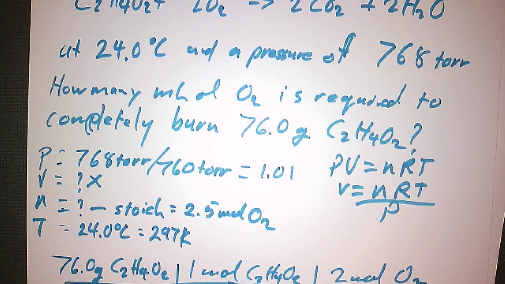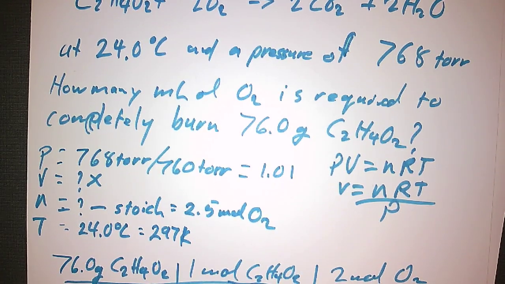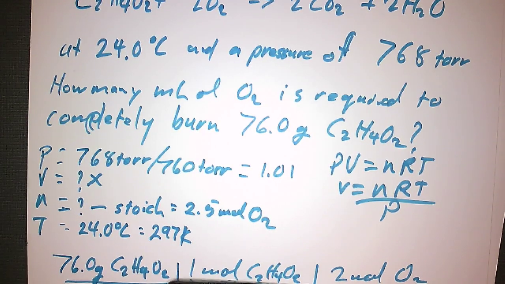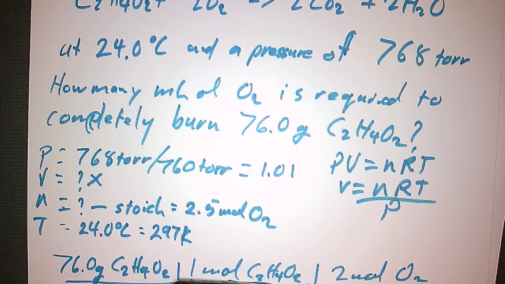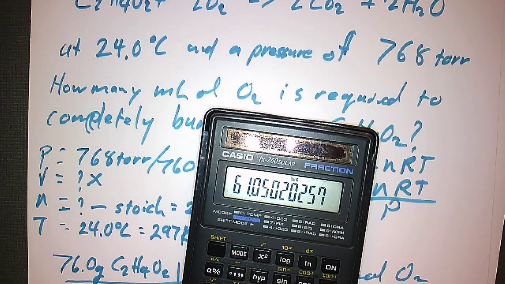So 2.53, I'm just going to use that one just to see, times 0.08206 times 297 divided by 1.01 equals. So yeah, you get 61 liters, multiplied by 1,000 would be 61,100. Someone got 59 liters.